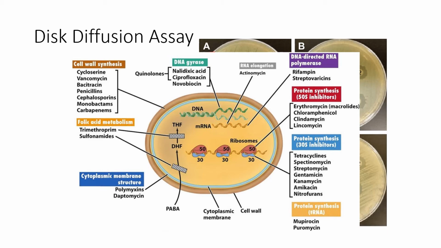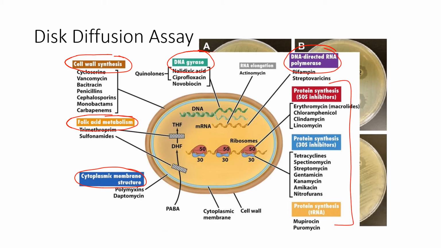So there are hundreds of different types of antibiotics, and they can target different parts of the bacterial cell. Some can target the cell wall. Others can target metabolic processes. There's some that can target the cytoplasmic membrane, others DNA replication, and there are others that target transcription, and still others that can target different aspects of translation. So there are many different types of antibiotics, and they can have varied effects on different types of bacteria.